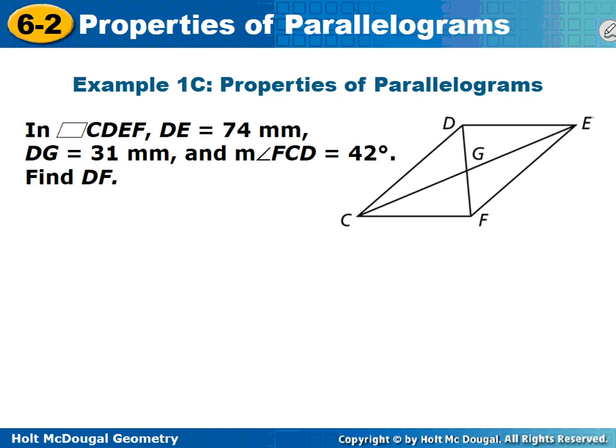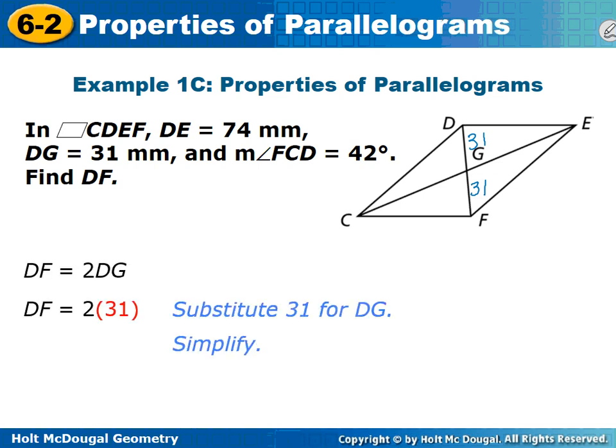Okay, if you're not quite finished, that's okay, but we're going to go ahead and check these three. Hopefully you can at least get them set up if you haven't solved. So what property did you use for this one? Which property? Diagonals bisect each other. If the diagonals bisect each other and you know that DG is 31, then that means GF had to be 31, and so DF had to be 62. Any questions on that one?